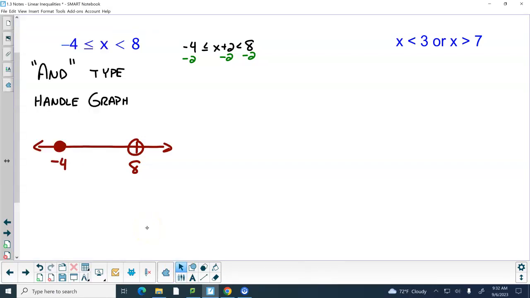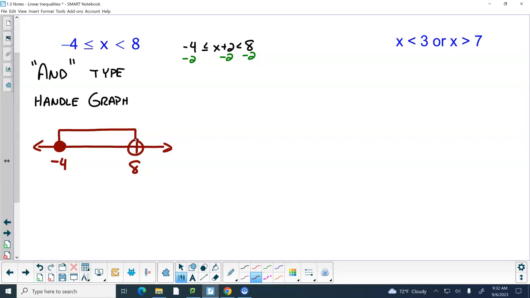That would be all of the numbers in here. So now it looks like a handle on a lunchbox, or a handle on a briefcase or a suitcase, a backpack. That's why I call it the handle graph. Okay? Those are for the AND type ones.